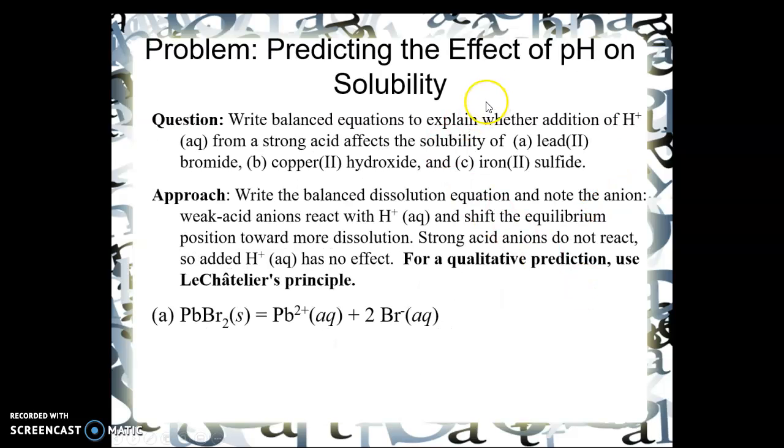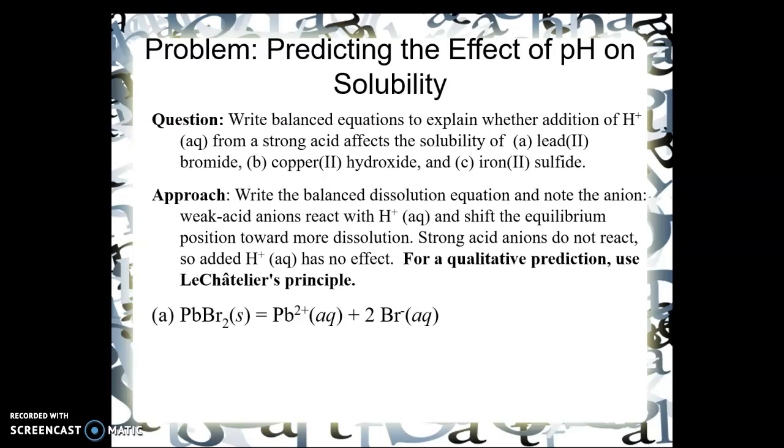Next, predicting the effect of pH on solubility. You've got to think about what you know about acid-base and the Bronsted-Lowry definition of acids and bases. And we can see, will hydrogen ion addition from a strong acid affect the solubility of a salt? We're going to study lead bromide, copper(II) hydroxide, and iron(II) sulfide. And you need to remember what the strong acids are. And they are all the hydrogen halides except HF.